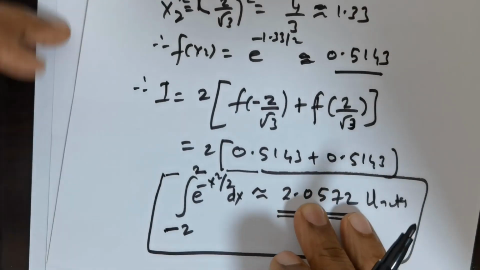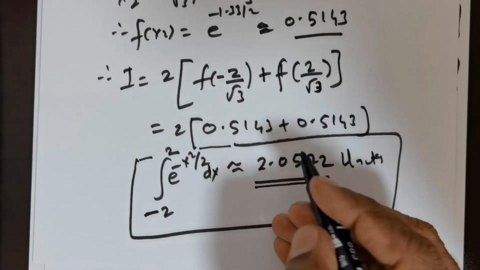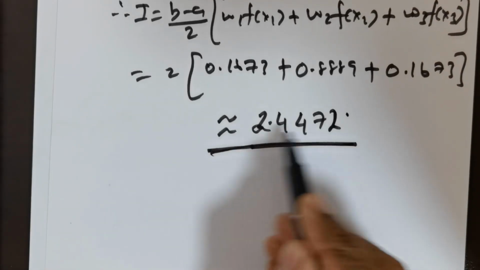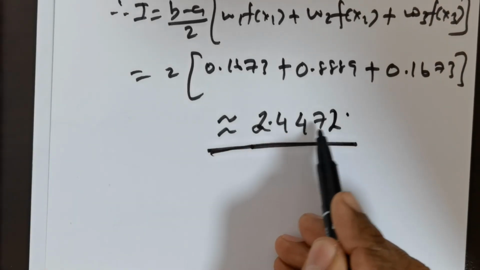Now let me show you the value that I got previously. This is by 2 point. Now this is by 2 point. You see that? And this is by 3 point. You see the value? 2.4472.